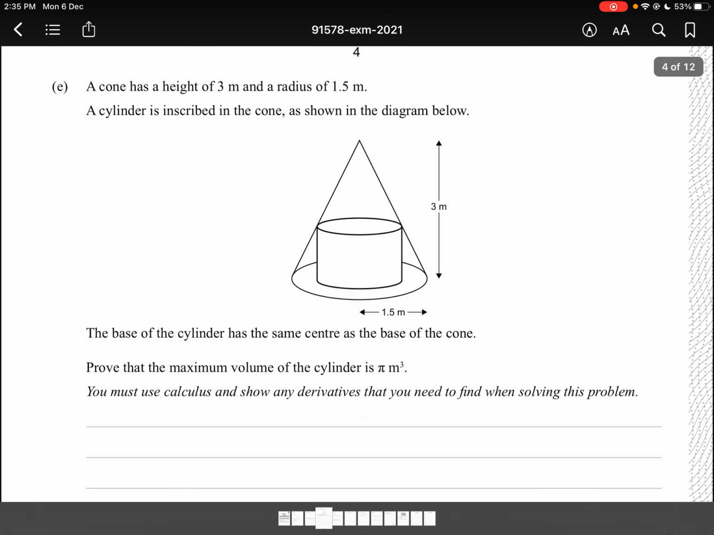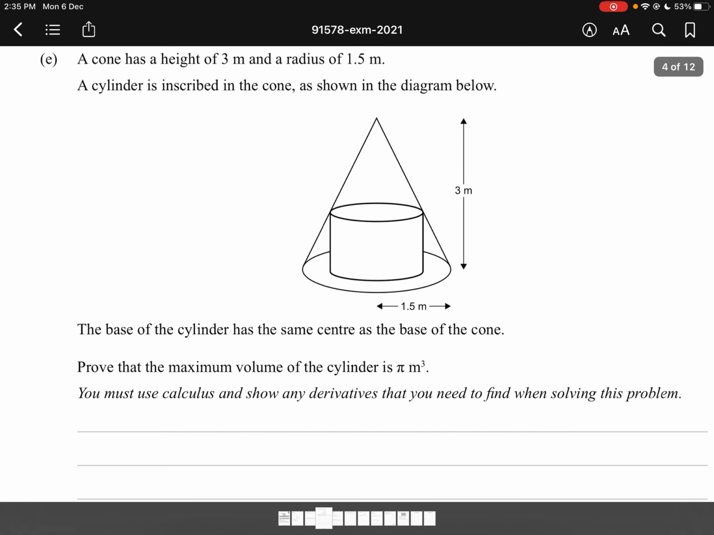Alright, so question E. A cone has a height of 3 meters and a radius of 1.5 meters. A cylinder is inscribed into the cone as shown in the diagram below. The base of the cylinder has the same center as the base of the cone. Prove that the maximum volume of the cylinder is pi meters cubed.